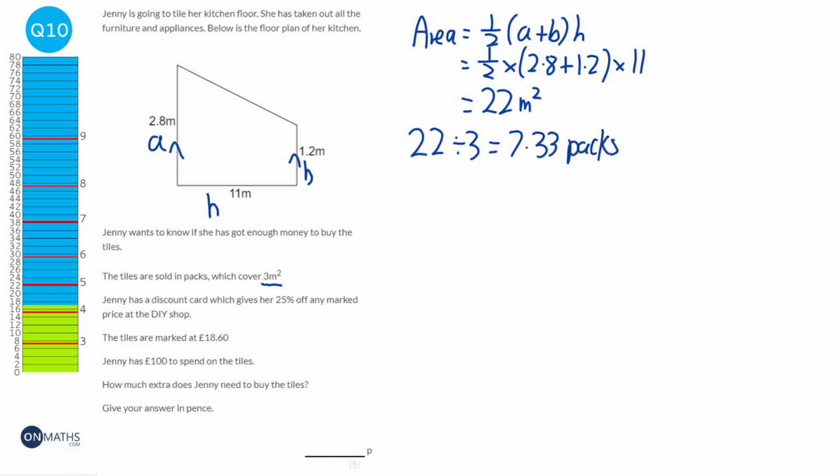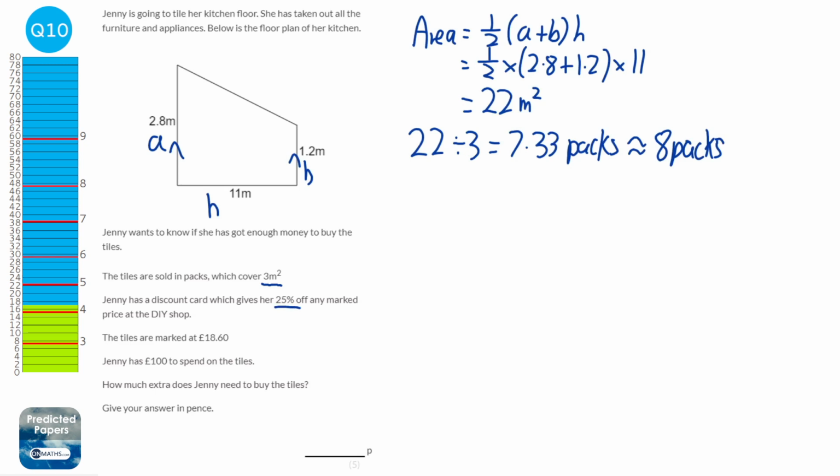Now obviously you can't get 0.3 of a pack or 0.33 of a pack, so we're going to have to get 8 packs and just have some left over. So we'll need 8 packs in total. Okay, the next thing we look at is the fact that Jenny has a 25% discount.